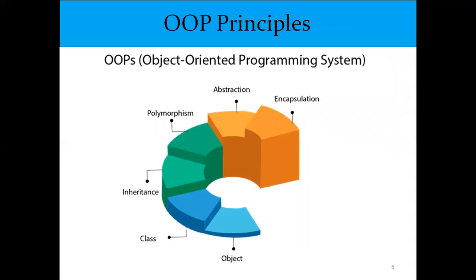So, object-oriented principles. With the help of these principles, we can avoid some sort of confusion with object-oriented concepts. These are different principles: object, class, inheritance, polymorphism, abstraction, and also encapsulation.